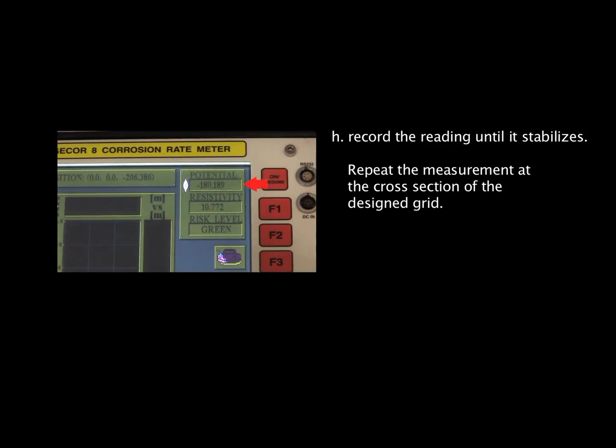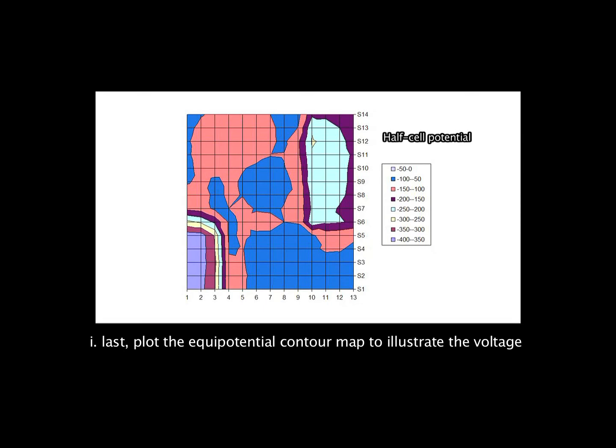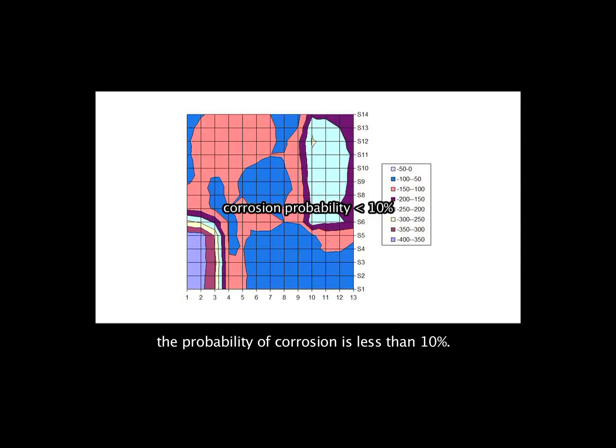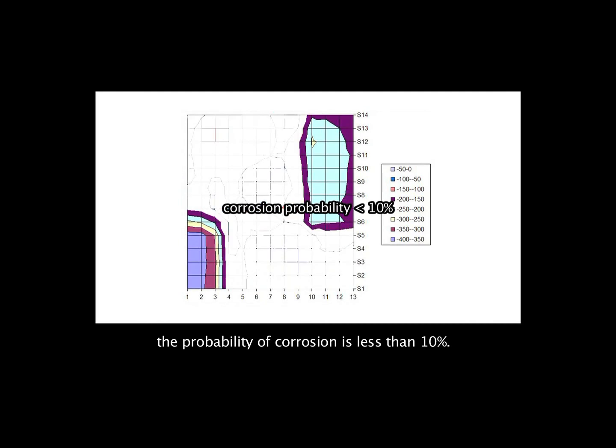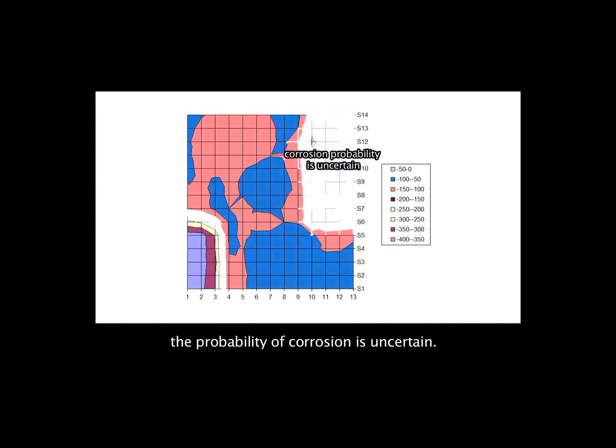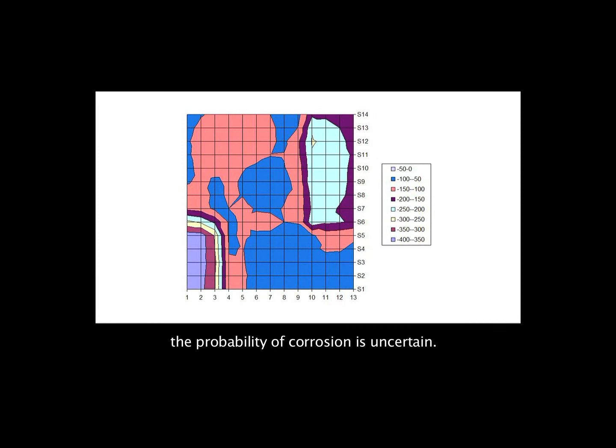I. Last, plot the equipotential contour map to illustrate the voltage. If potentials over an area are more positive than -200 millivolts, the probability of corrosion is less than 10%. If the value is between -200 and -350 millivolts, the probability of corrosion is uncertain. If potentials are more negative than -350 millivolts, the probability of corrosion is more than 90%.